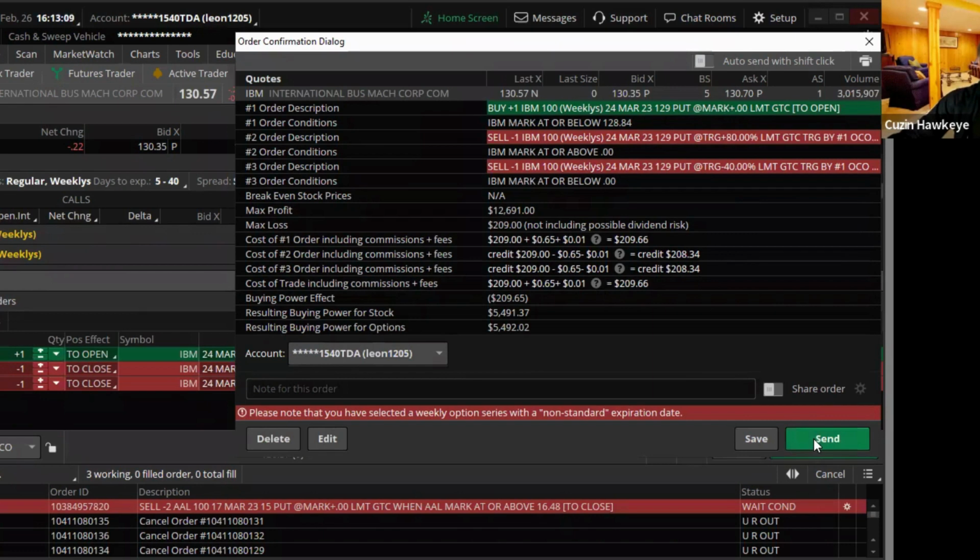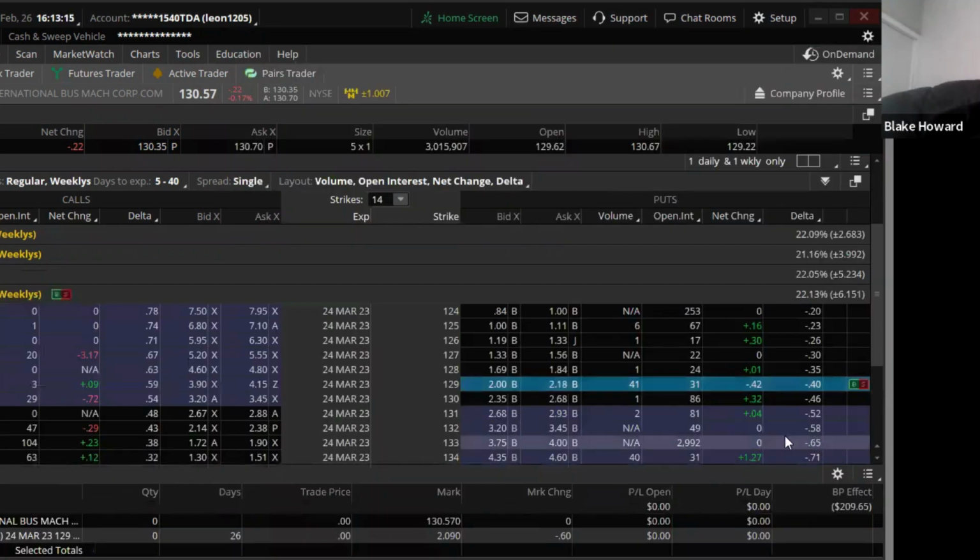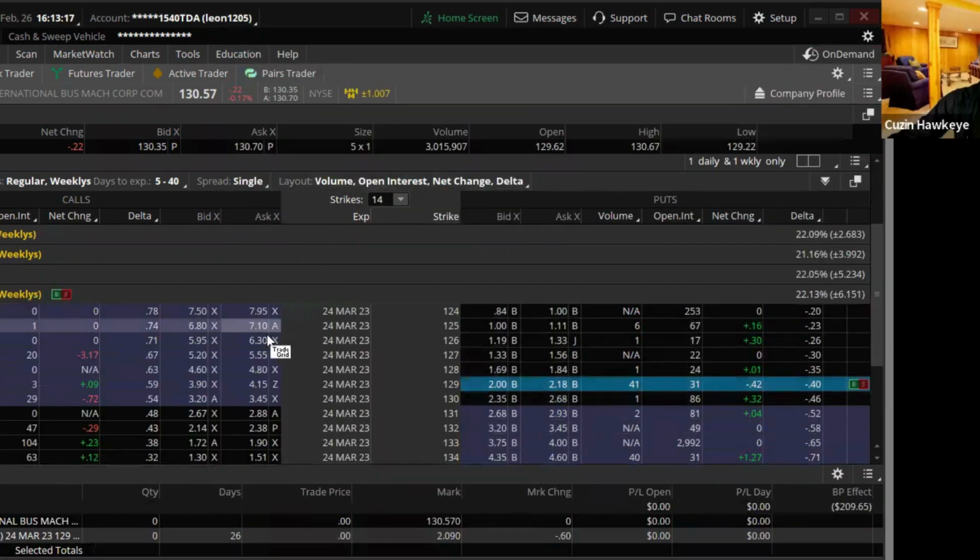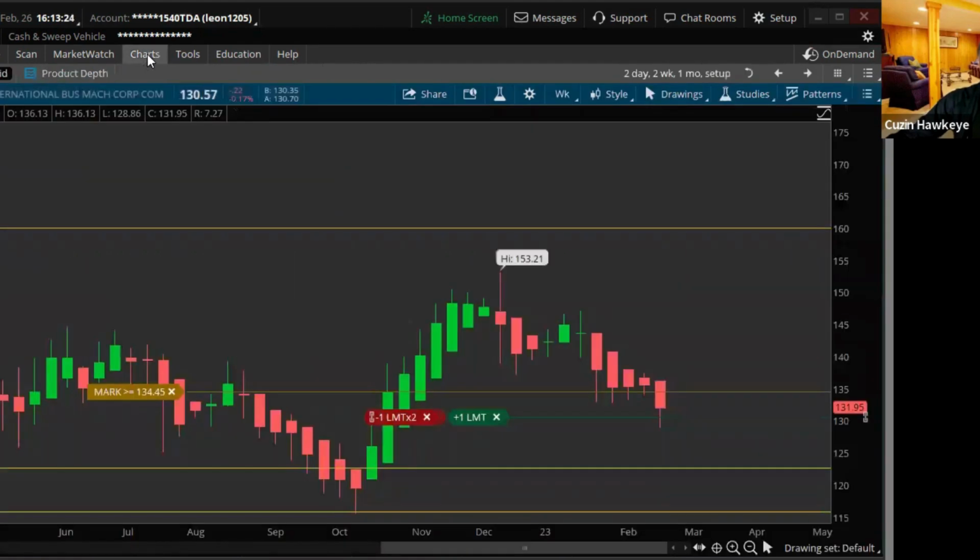So now you hit send. You can hit send because we're not going to be in the market today since the market's closed. And there's a couple more steps that you're going to look at. Then go up to charts, and you're going to see your orders right there.